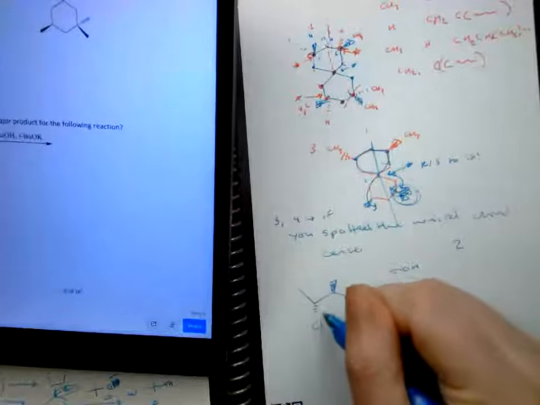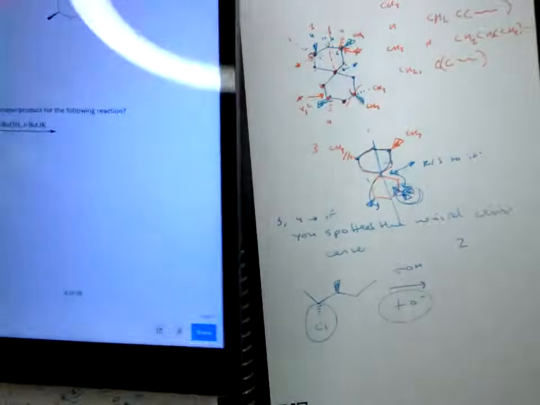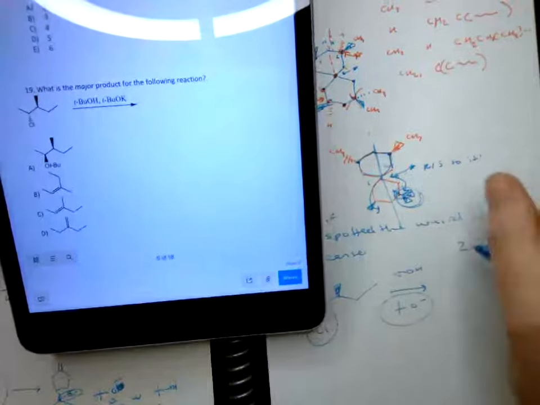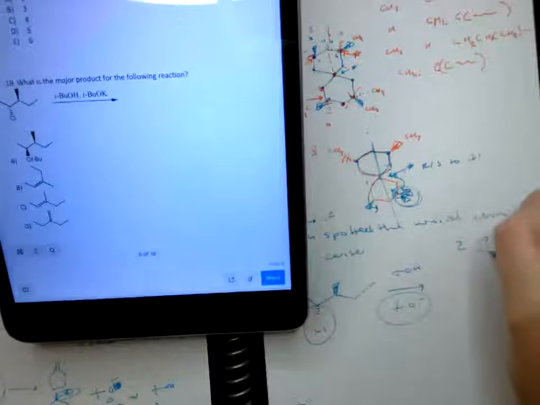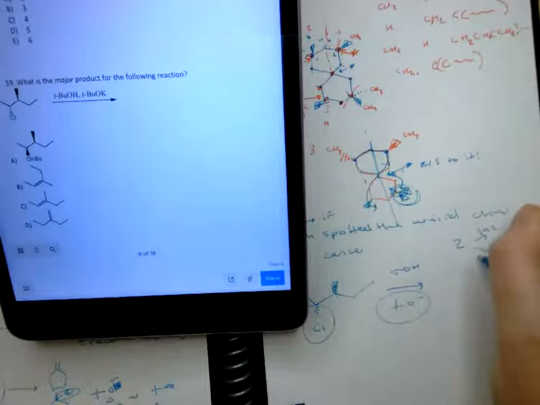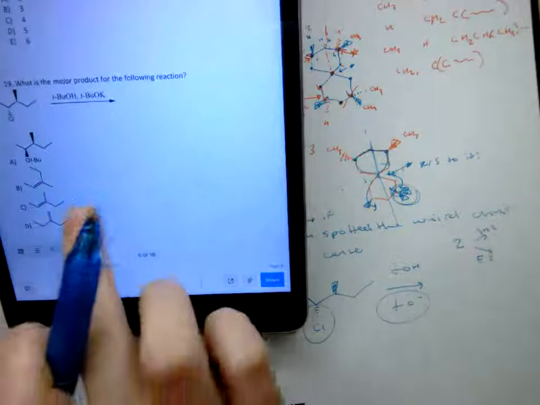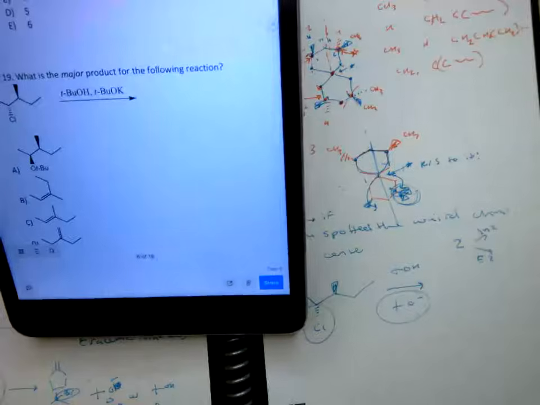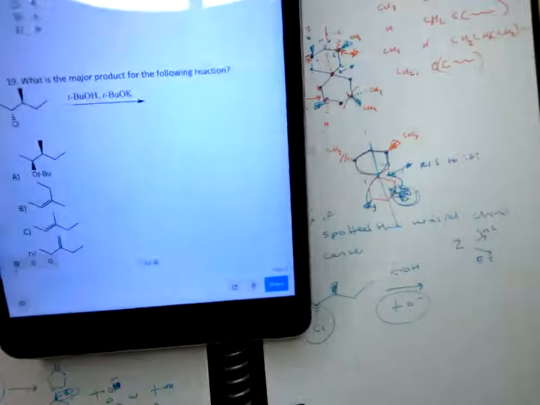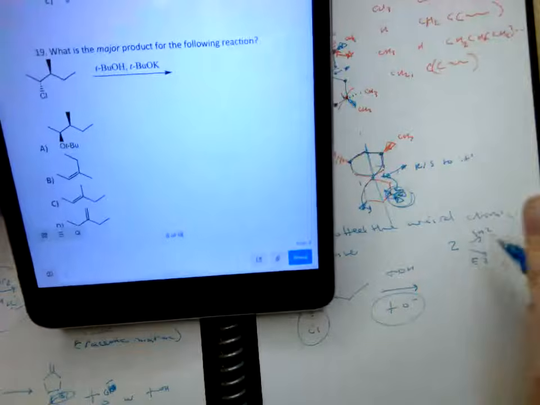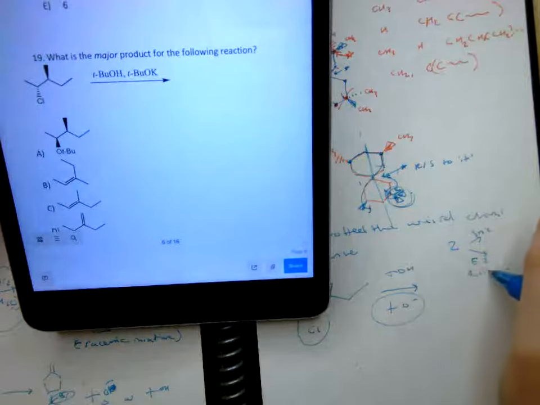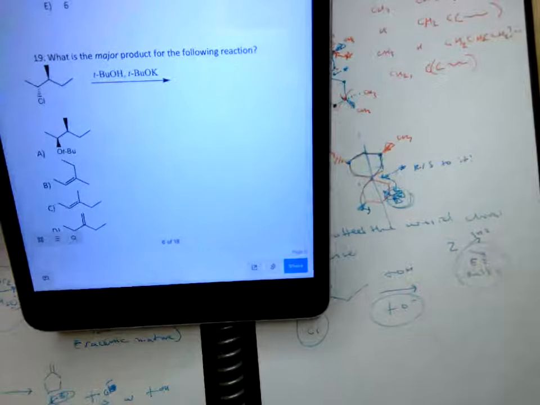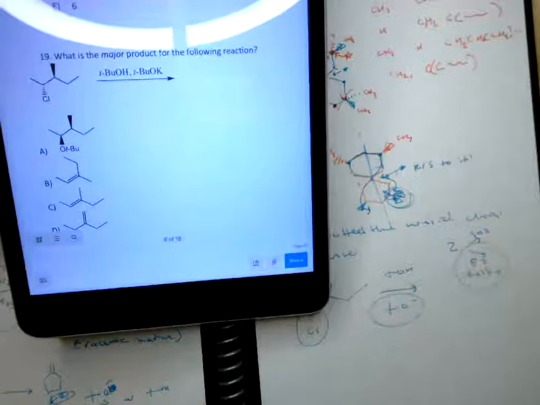There's a good leaving group here with the chlorine. So we have a nucleophile and a leaving group. That's how I know it's substitution or elimination. It's secondary, so SN2 or E2. Again, I think it could go either way, but because there is a bulky nucleophile, I think it favors E2 over SN2.